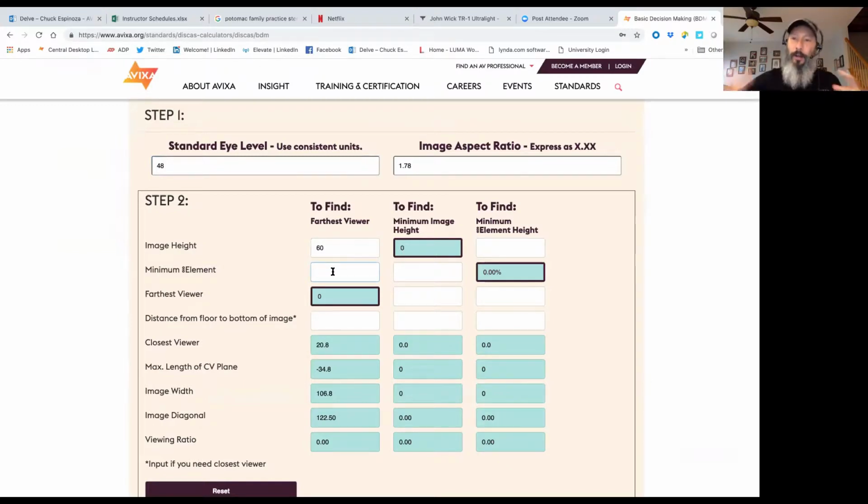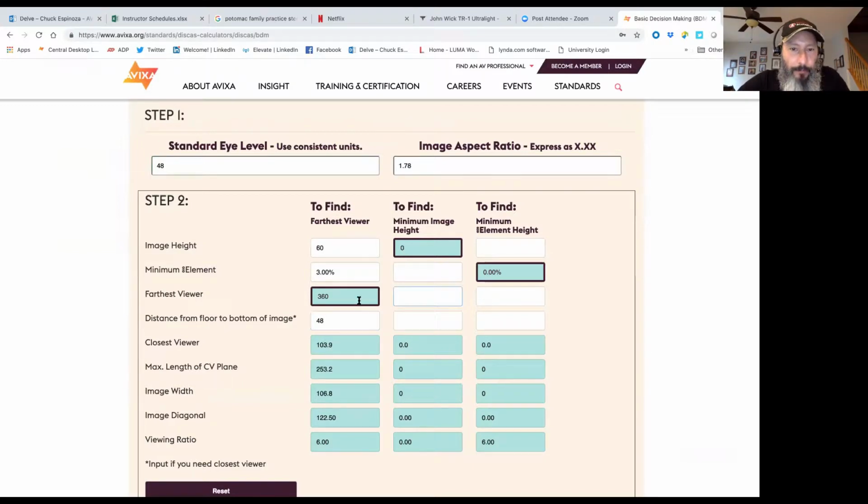That means I've sat down with my client. We looked at their content and said, this is what your content is. We haven't changed anything yet. This is what it is. So we just look at it and say it's a 3%. So I do that. And then the distance from the floor to the bottom of the image, say it's standard eye height to the bottom of the image, 48 inches.